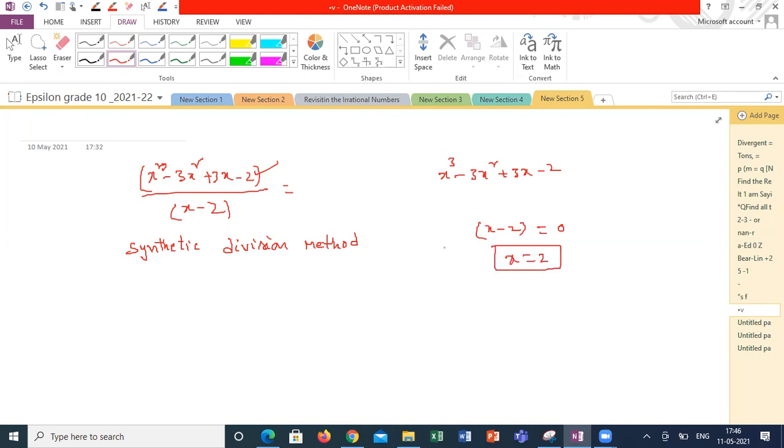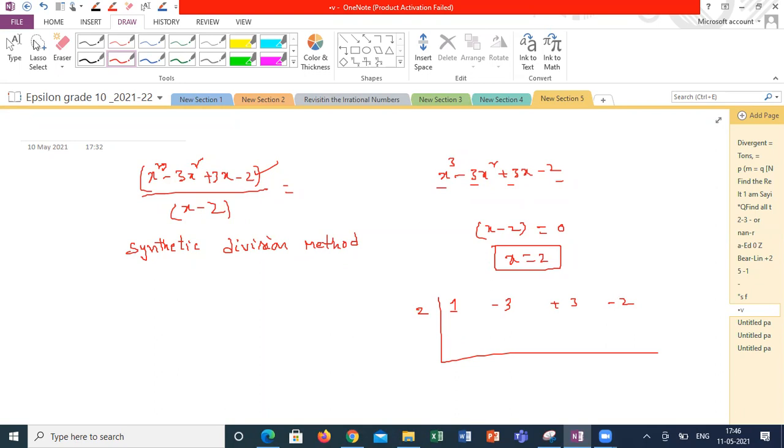Here we know x is equal to 2. So collect the coefficients of cube, square, x and constant. Write the coefficients 1, minus 3, plus 3, minus 2. What do you have to divide with? x minus 2 is equal to 0, so equating it, x is equal to 2.